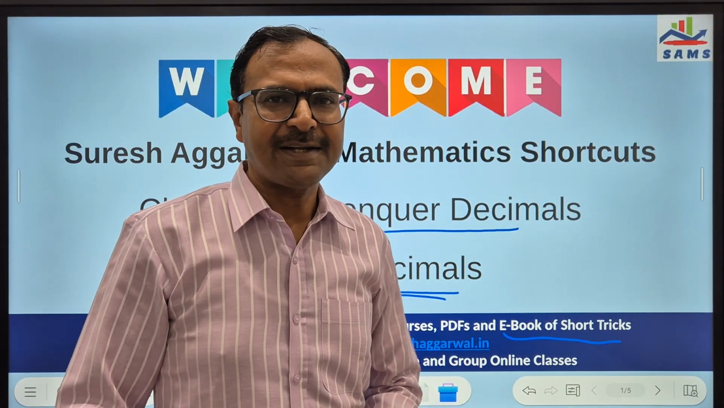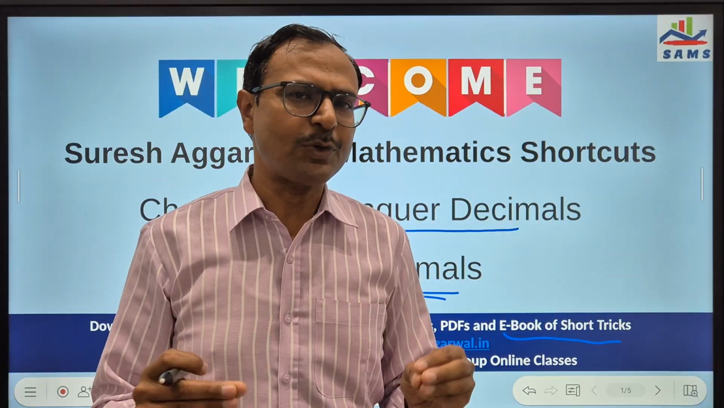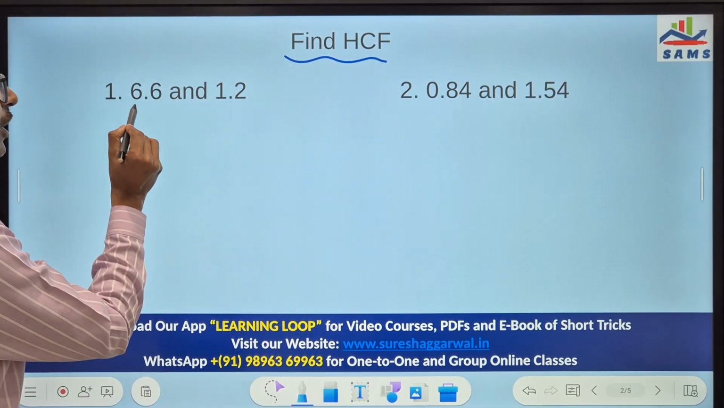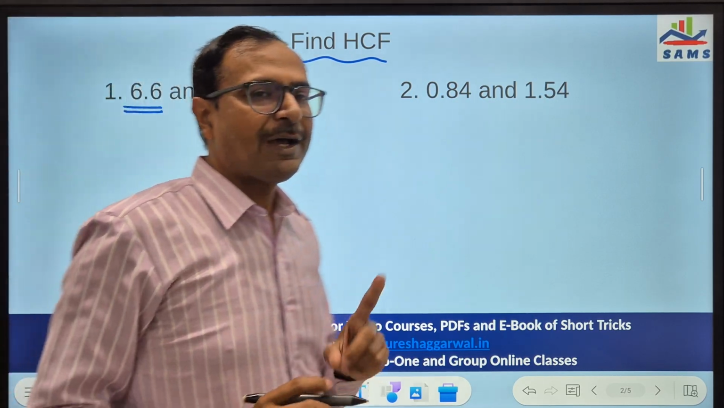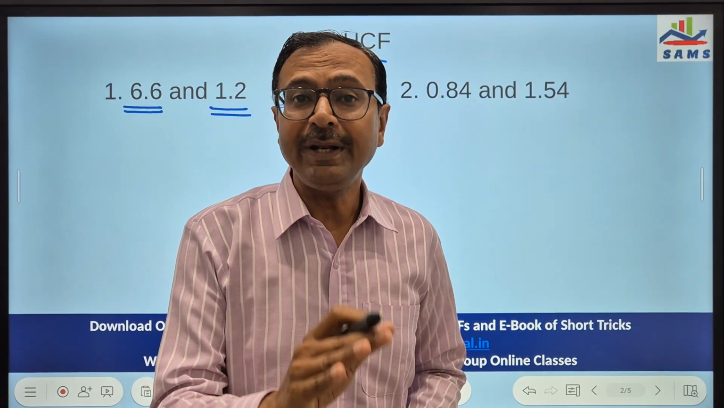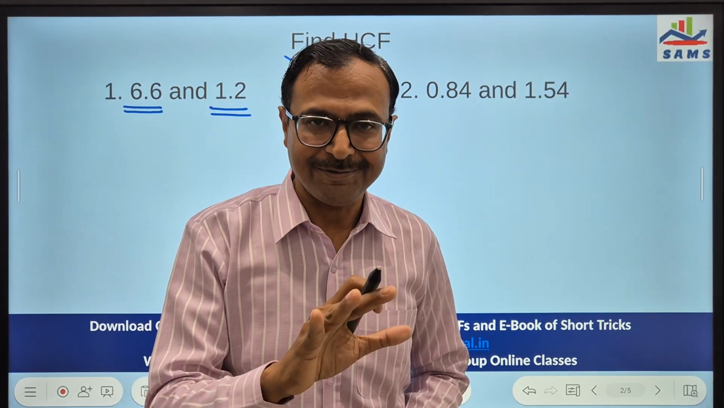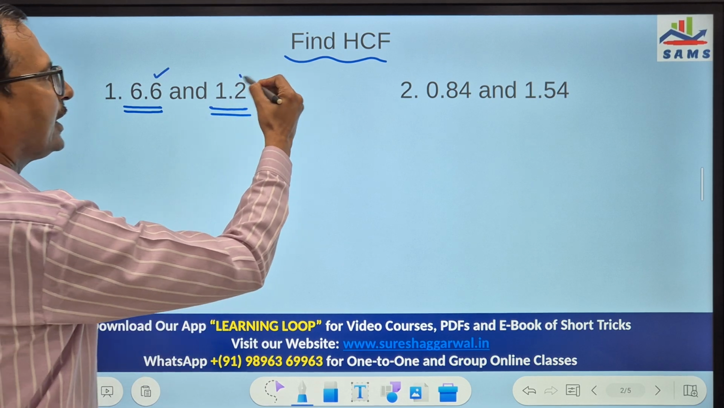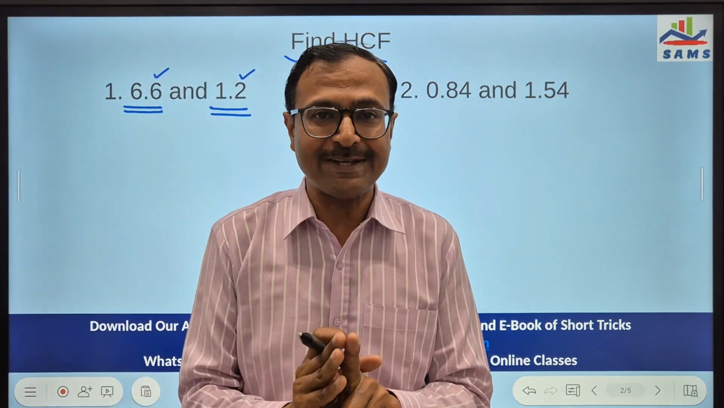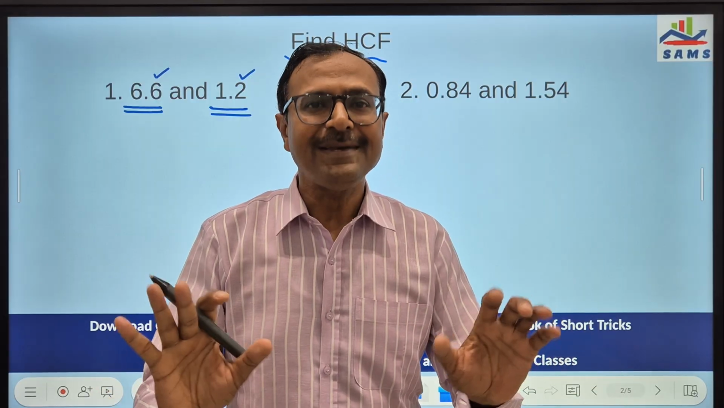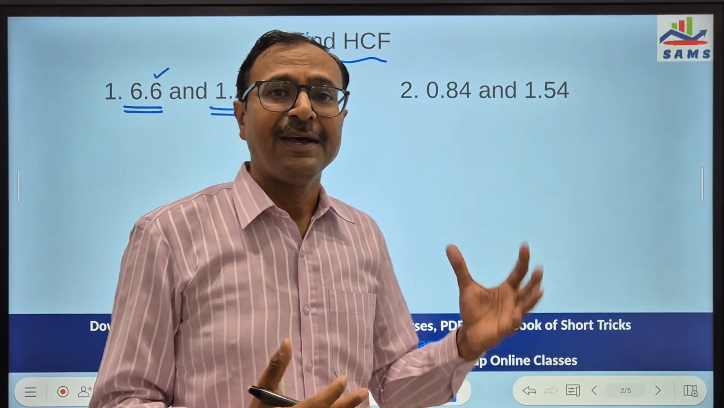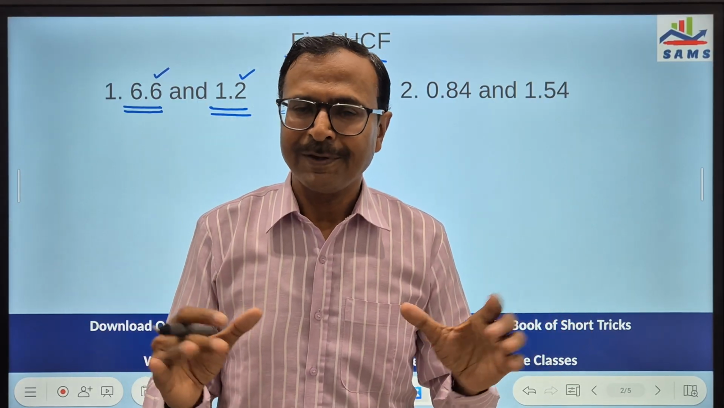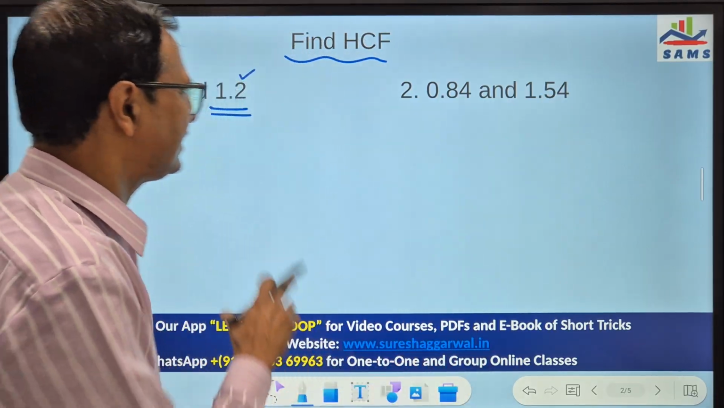So let's understand the trick by applying it to some very basic questions first. Here we have a question where we have to find the HCF of 6.6 and 1.2. Now one important observation here is how many decimal places the numbers have. Are they equal or unequal? So after decimal you have one digit here and one digit here, and when we have an equal number of decimal places, things are a little bit easier. But we are going to do questions where the number of digits after decimal are going to differ. Okay, so that will complete the trick. So let's understand this first.